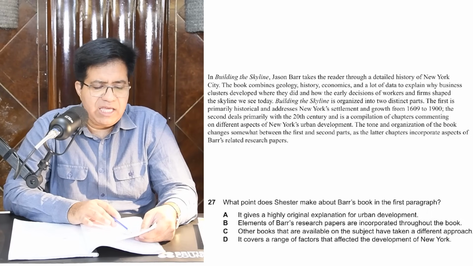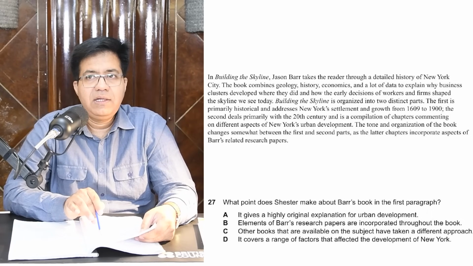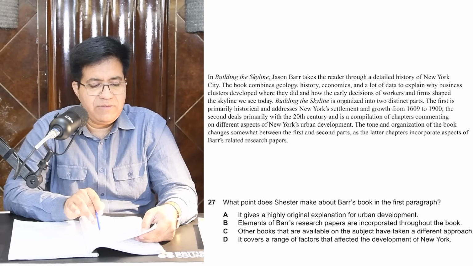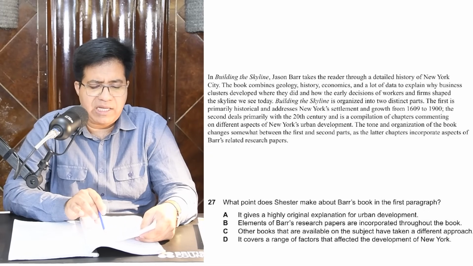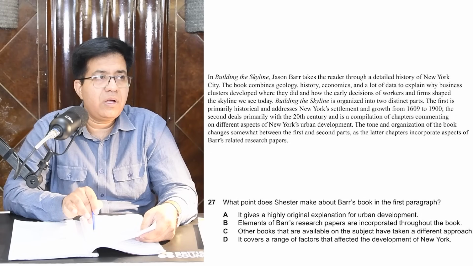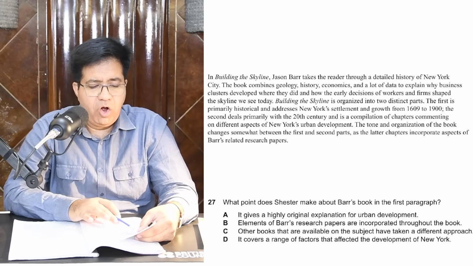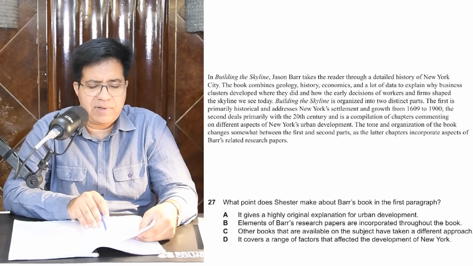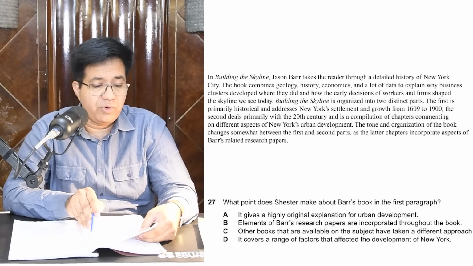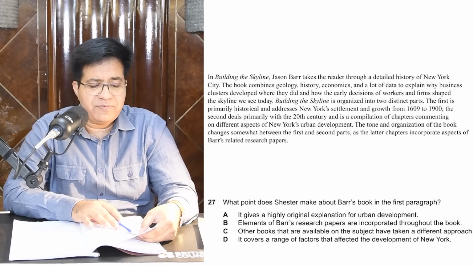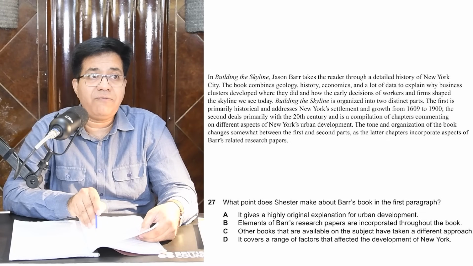Option A, it gives a highly original explanation for urban development. Yes or no? No, leave it. Option B, elements of Barr's research papers are incorporated throughout the book. They did not mention anything throughout the book. Option C, other books that are available on the subject have taken a different approach. There is no mention of other books. Option D, it covers a range of factors that affected the development of New York.